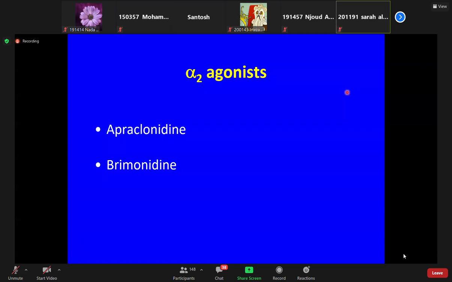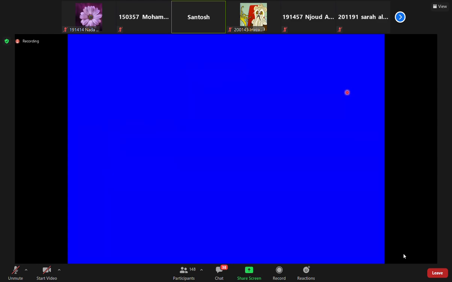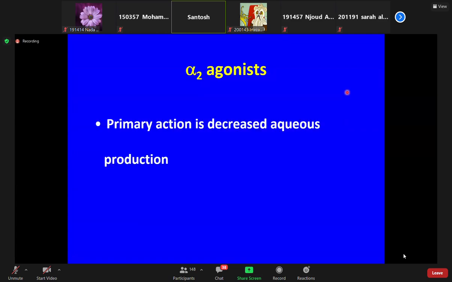Yes. Yeah, good. So by stimulating presynaptic alpha-2 receptors, these drugs will decrease the production of catecholamines. So in practice, it will lead to sympatholytic effect, same as we have with the beta blockers. So these two drugs, the primary action is decreasing aqueous production.